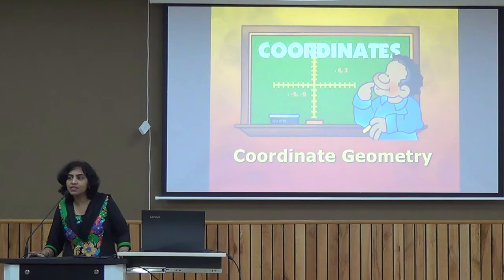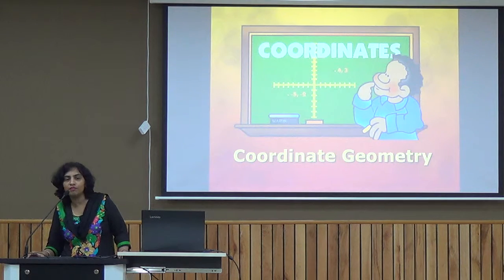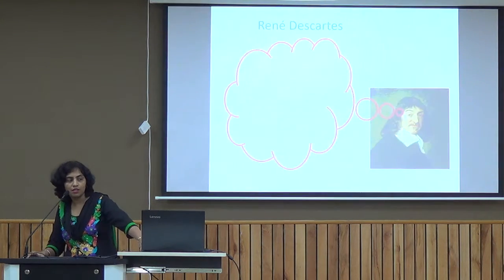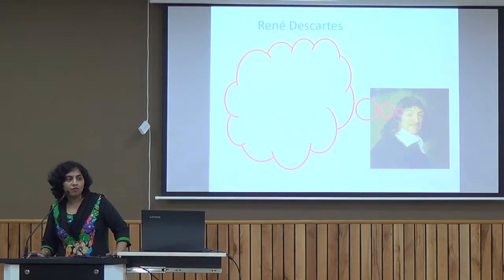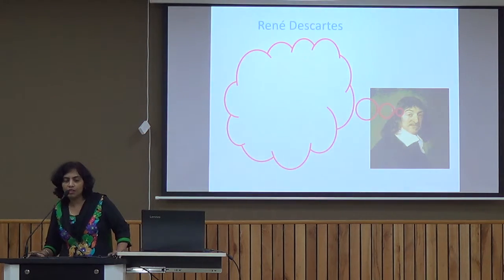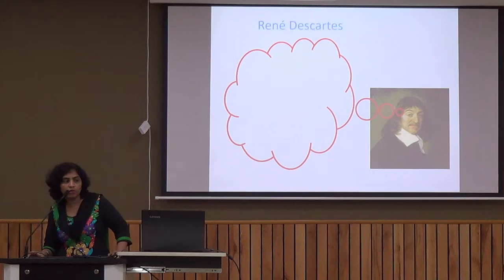So we have already studied a few things about coordinate geometry, how to plot on the graph in class 9. This time we will study the algebra of coordinate geometry. Coordinate geometry was named in honor of René Descartes. He is considered by many to be the father of modern philosophy. He was also an outstanding mathematician.